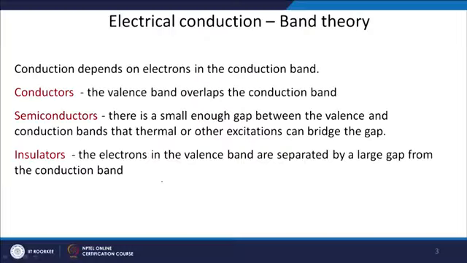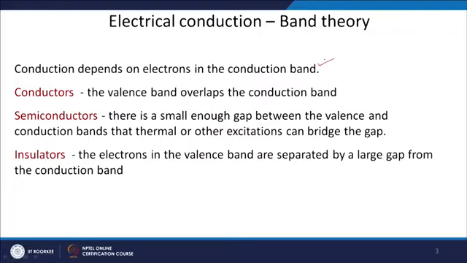The electrical conduction can be explained using band theory, that is, where the electrons are residing. Conduction depends on electrons in the conduction band. If the electrons are in the conduction band, then you will have conductivity, otherwise you will not, if the conduction is due to flow of electrons. So, the conductors are the ones which have the valence band overlapping the conduction band. In case of conductors, the conduction band and the valence band are overlapping each other.